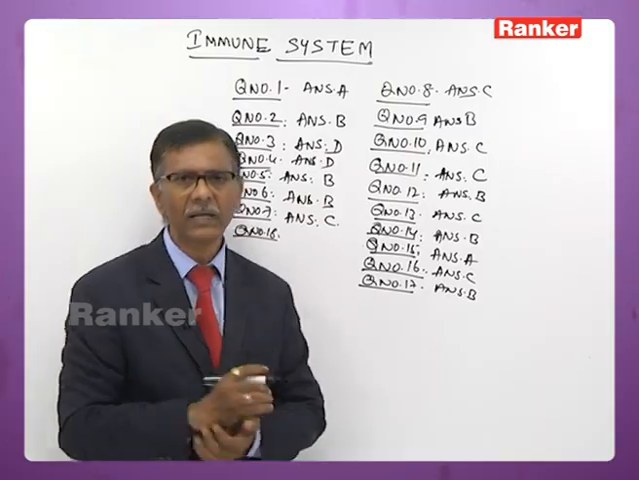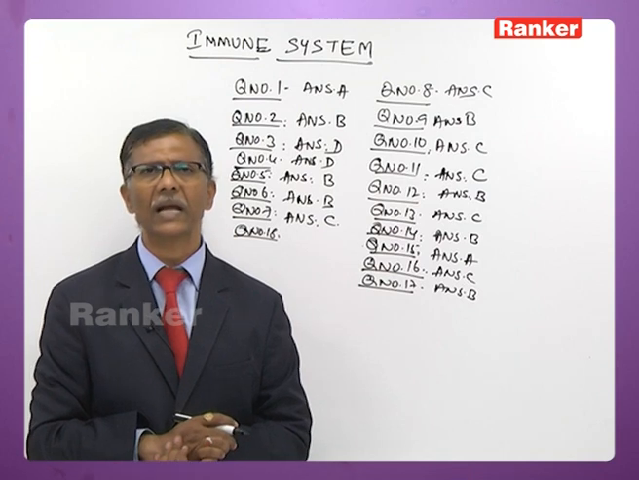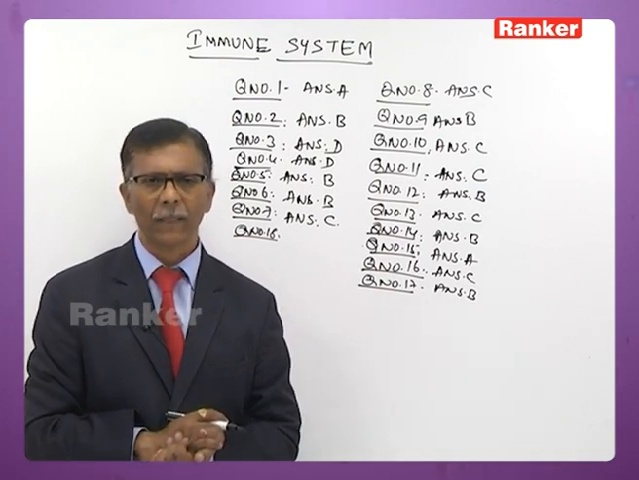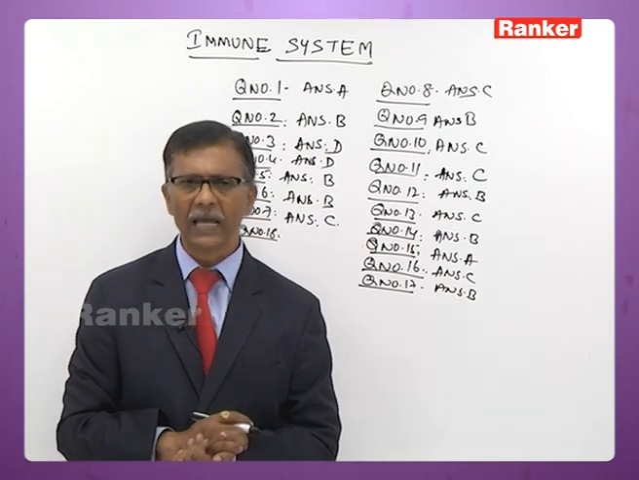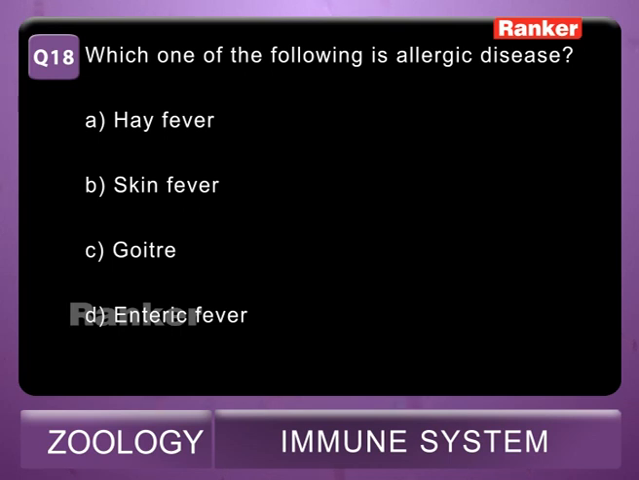Now question number 18. Which one of the following is an allergic disease? A. Hay fever, B. Skin fever, C. goiter, D. enteric fever. Hay fever, also called seasonal allergic rhinitis, is due to allergic reactions. So 18th question answer is hay fever, that is an allergic disease. So 18th question answer is A.